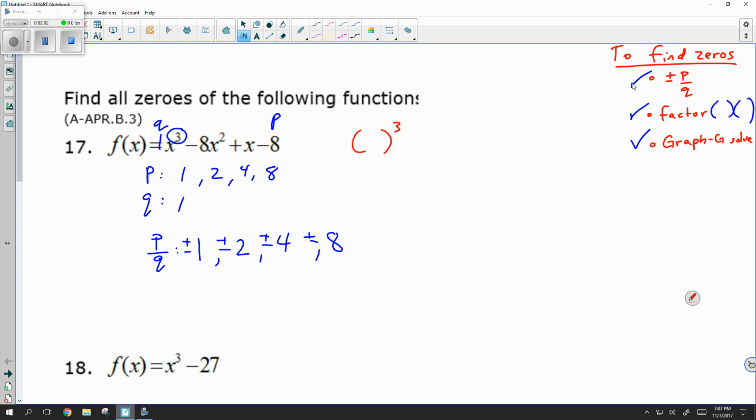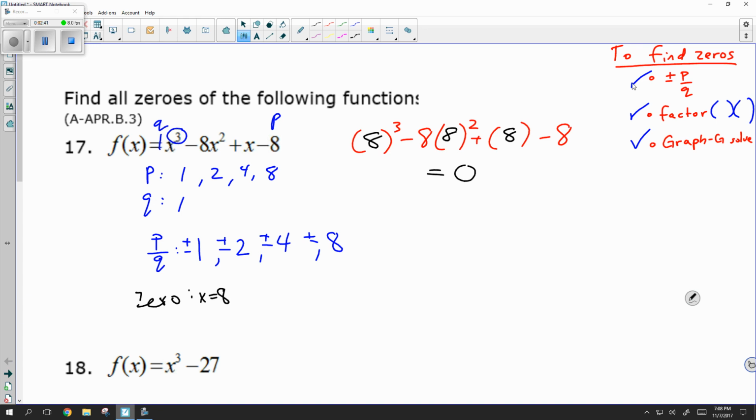So what we do with that information is plug it into the calculator: x cubed minus 8x squared plus, and then minus 8. We just go through and start testing plus and minus 1, plus and minus 2, plus and minus 4, plus and minus 8. That's a total of 8 things we have to type in the calculator. I've already done it ahead of time, and it looks like 8 is the only solution that's going to give you 0. So if you plug it in and it gives you 0, then that's your zero. The zero is x equals 8.